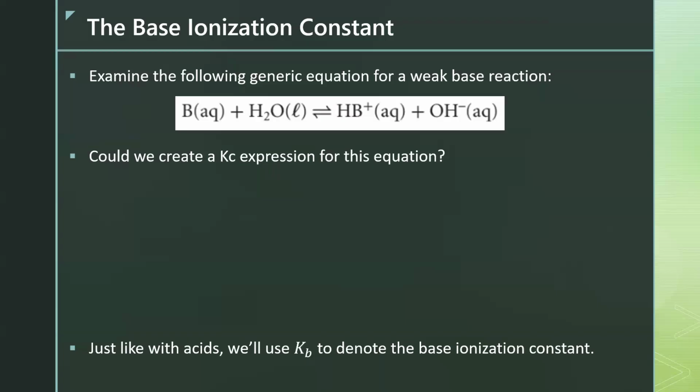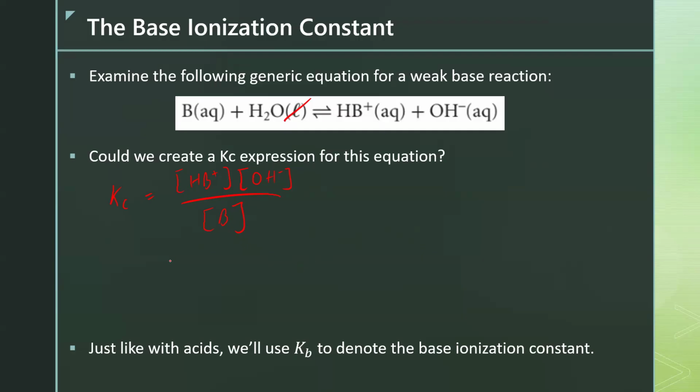Now, could we create a Kc expression for this equation? Well, of course we could, right? We need to just watch our states. So Kc equals, that would be our HB positive multiplied by our OH negative divided by our concentration for B. We're not going to include water because it is a liquid. It does not match the other ones.